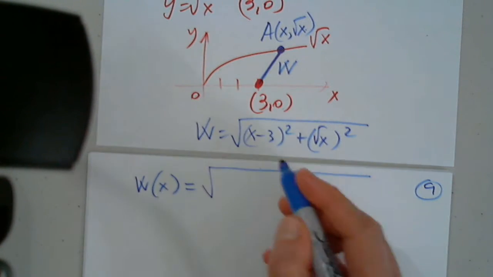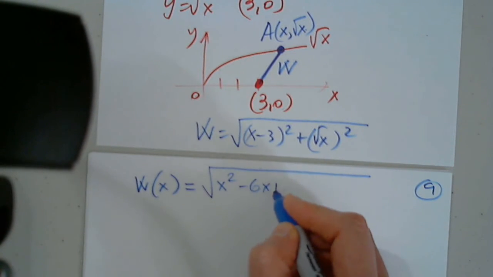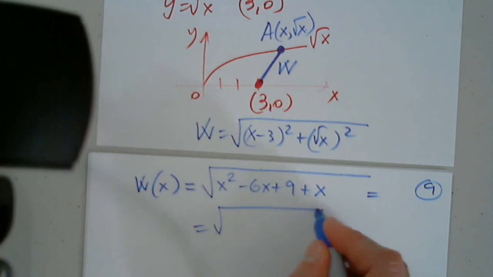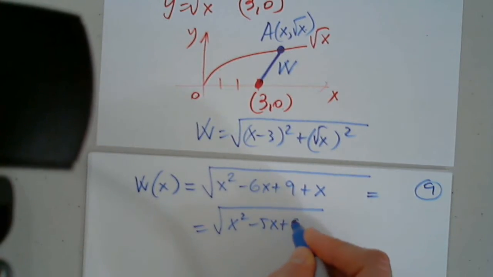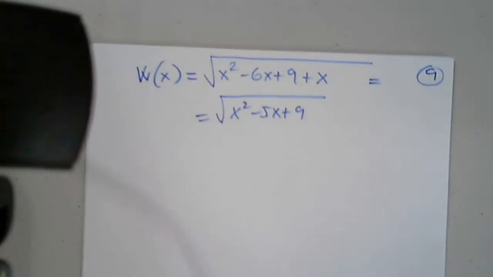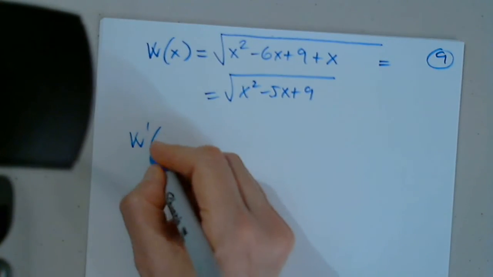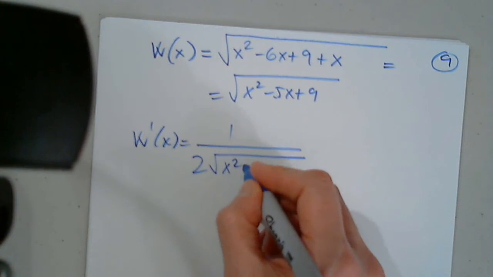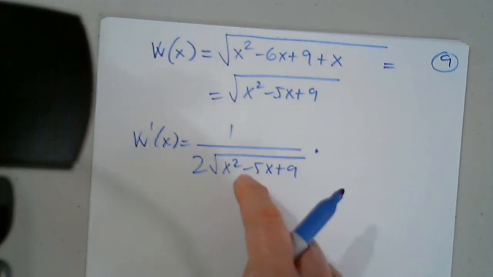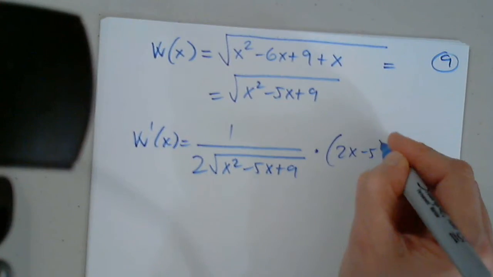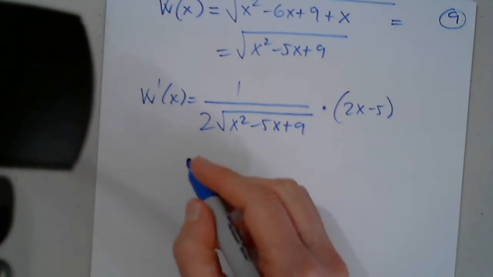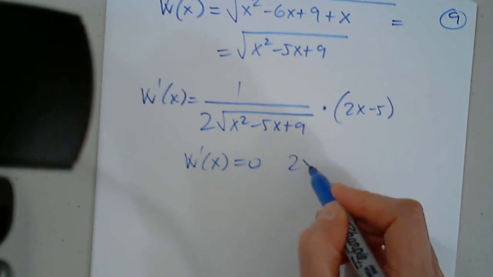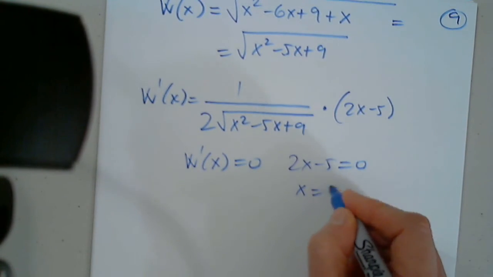So this is the square root of x squared minus 6x plus 9 plus x, or the square root of x squared minus 5x plus 9. So w prime would be 1 over 2 the square root of x squared minus 5x plus 9, times the inner function prime, which is 2x minus 5. I determine where this is 0, and of course only when the numerator is 0. 2x minus 5 equals 0, x equals 5 halves.